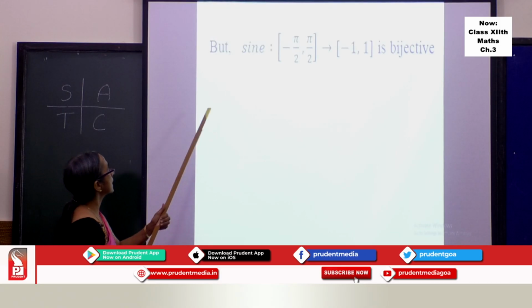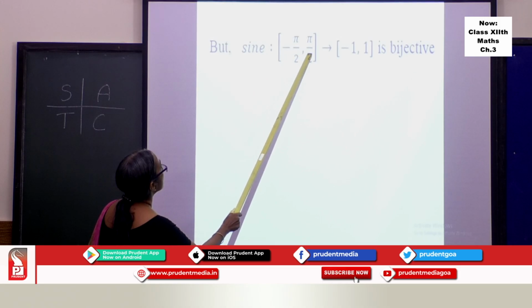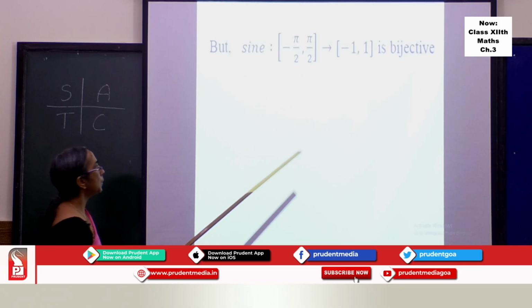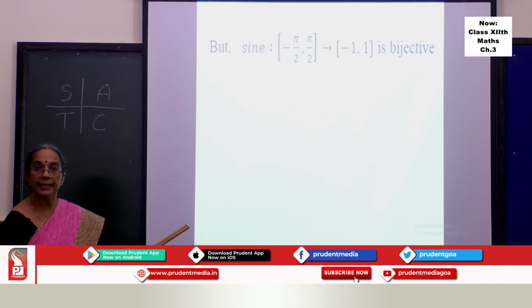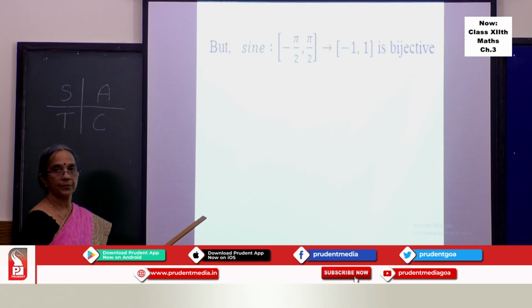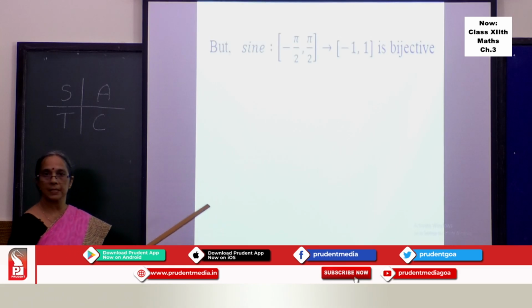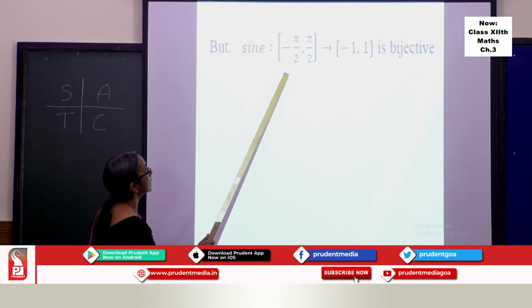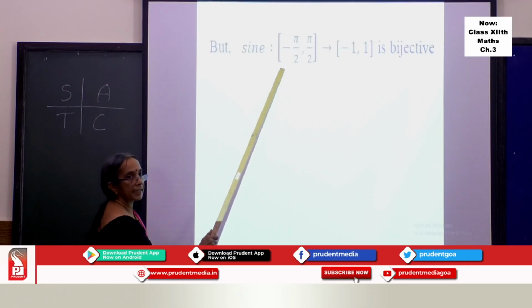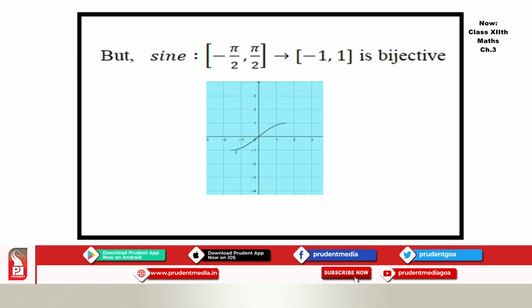Look at this function, sine function, from the closed interval minus pi by 2 to pi by 2, to the closed interval minus 1 to 1, is bijective. What do you mean by closed interval minus pi by 2 to pi by 2? Last year you have done it in the chapter Sets. It is the set of all the real numbers lying between minus pi by 2 and pi by 2, including minus pi by 2 and pi by 2.